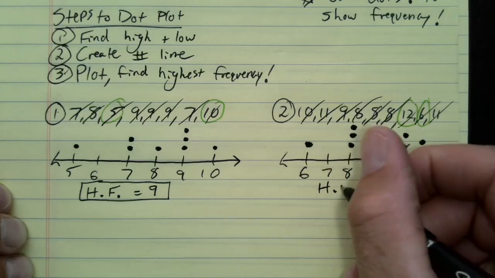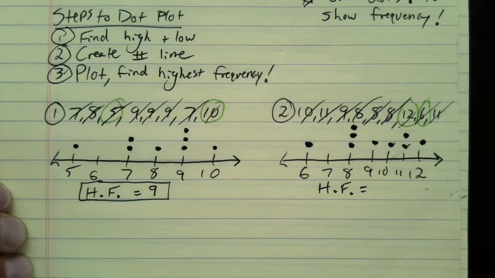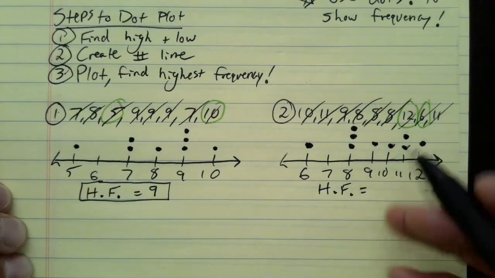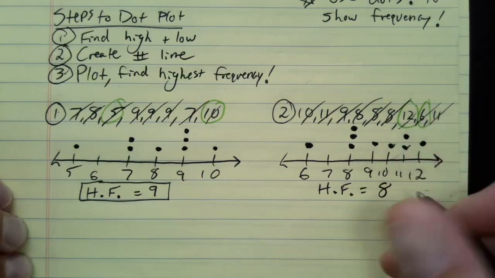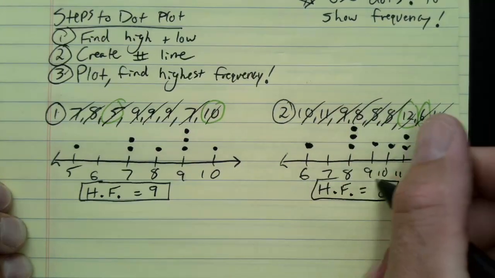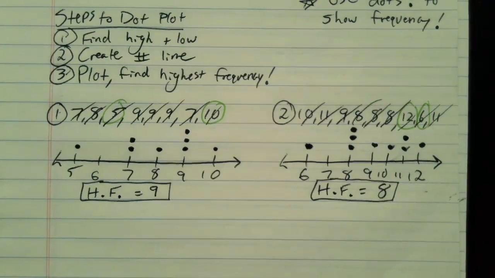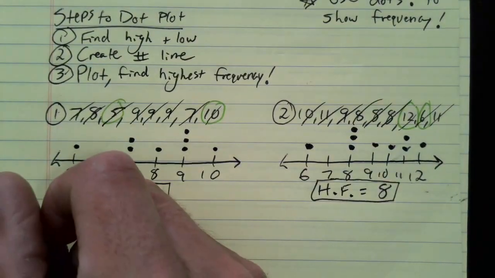Which number has your highest frequency, the most amount of dots? Well, number 8. Number 8 is your highest frequency. That's it. Let's see another one.